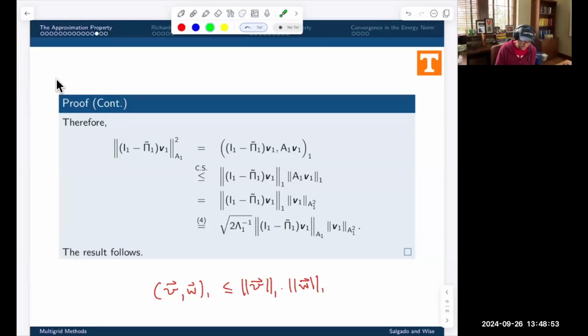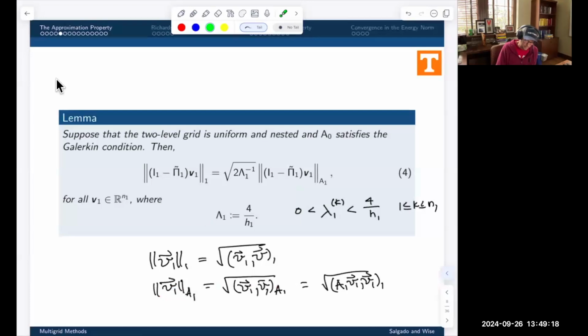So this is Cauchy-Schwarz, right? I'm applying it to this one inner product. If I apply it to the A1 inner product, then I have to use the A1 norms on both sides. So I get the Euclidean norm of that first vector and the Euclidean norm of the second vector. I'm going to keep this, and I'm going to use the identity that I proved in equation 4 right here.